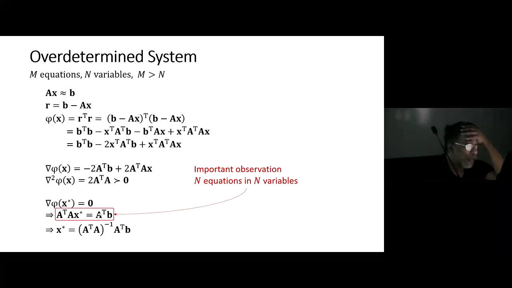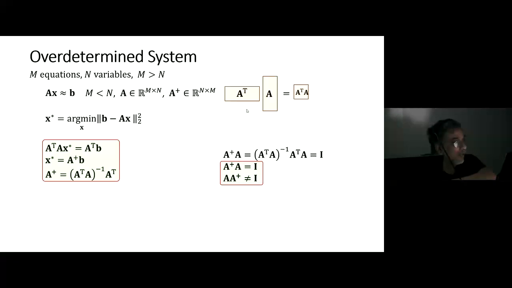Okay, so remember this expression. This is where we are, an overdetermined system. We have M equations in N variables where M is greater than N, and so we cannot find the exact solution. We try to find the approximate solution, and this is visually what it looks like. A transpose A is this small matrix, and it is full rank and invertible. What we try to do is minimize the L2 norm of B minus AX whole squared, which is R transpose R.